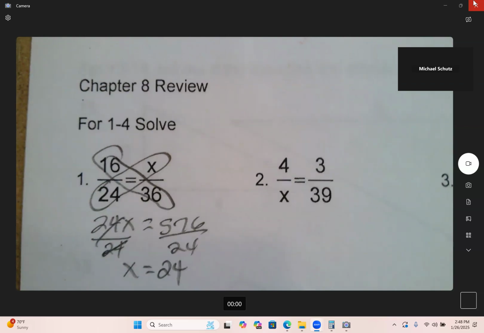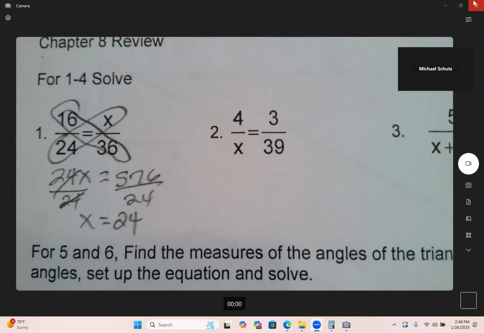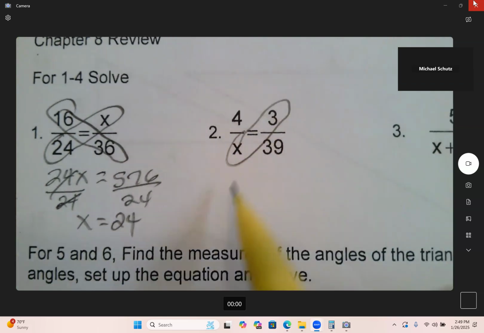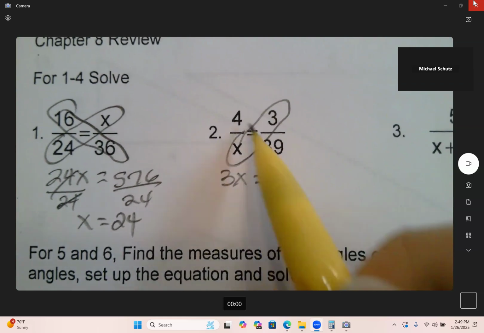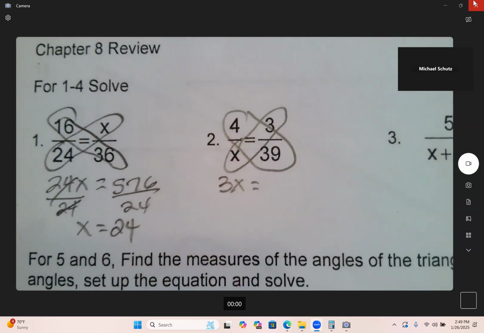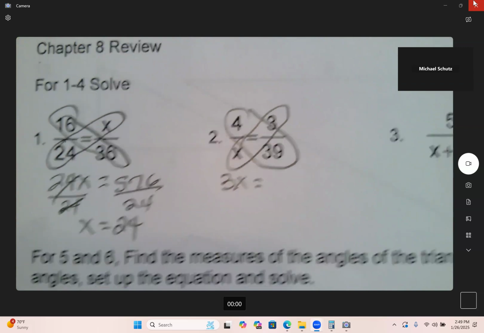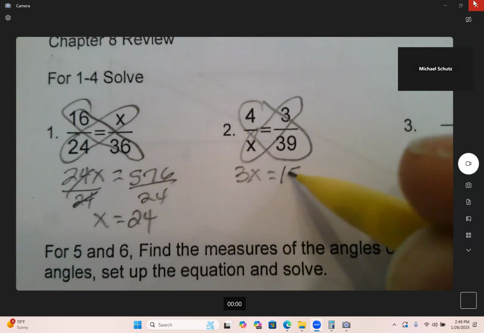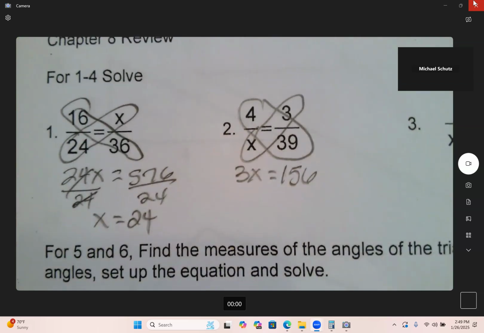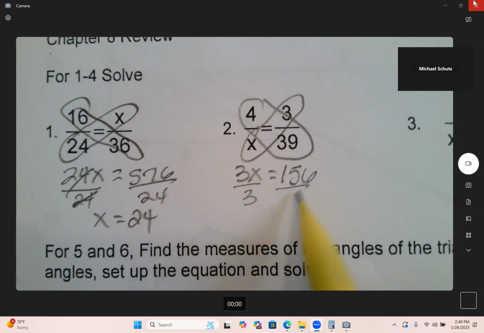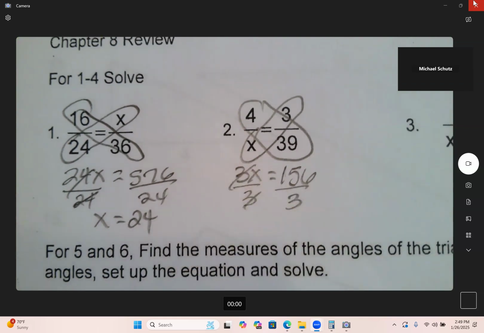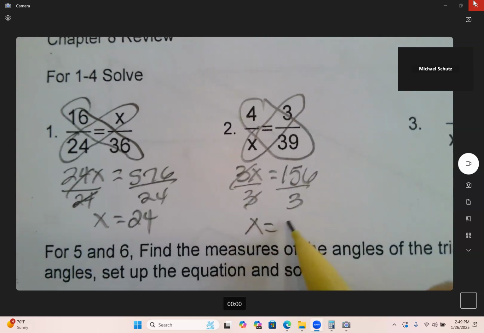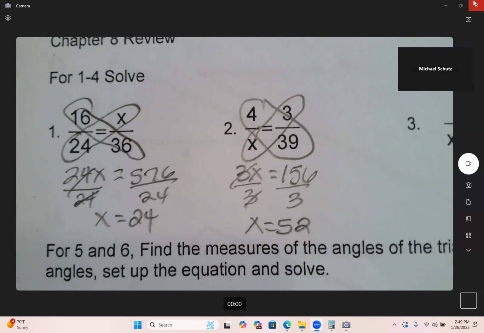All right, let's take a look at now number two. Number two, we're going to cross multiply. So we get 3 times x is 3x, and then 4 times 39 is 39 times 4, and my calculator gives me 156. Okay, and now we will divide both sides by 3. And 156 divided by 3 is 52. So x equals 52 is the correct answer on that one.